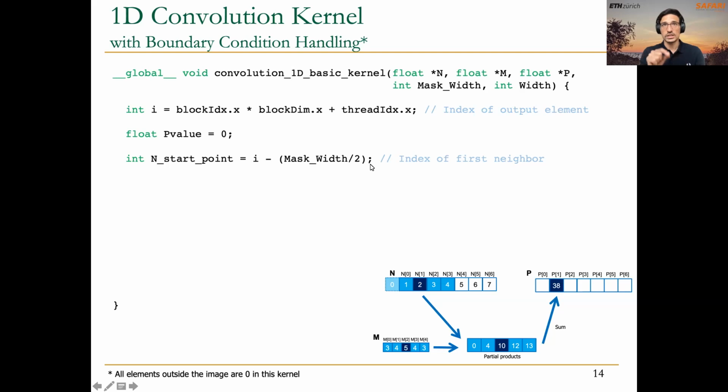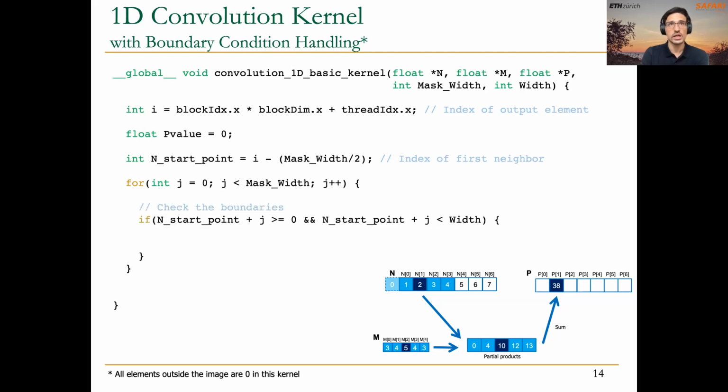Why is that? Because the mask is centered on the element I, and we have to start using the elements of the input that are at a distance of half of the mask size. And here we have the for loop, with as many iterations as the size of the mask. We have to check the boundaries to make sure that we don't go out of bounds. We don't compute whatever is not going to be useful. So that's why we make sure that the starting point plus the index of the mask that we are using at this point is greater than or equal to zero, and smaller than the width, in order to make sure that we are within boundaries.